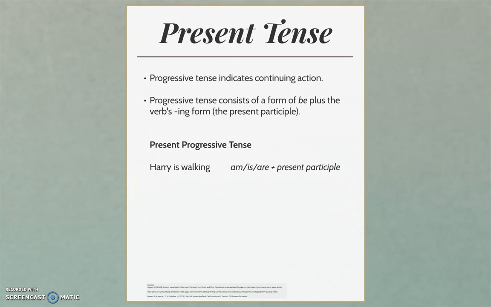Progressive tense indicates continuing, therefore progressive action. Progressive tense consists of a form of be plus the verb's ing form, the present participle. An example of present progressive tense is Harry is walking through the streets. A formula to remember this is am or is or are plus the present participle.